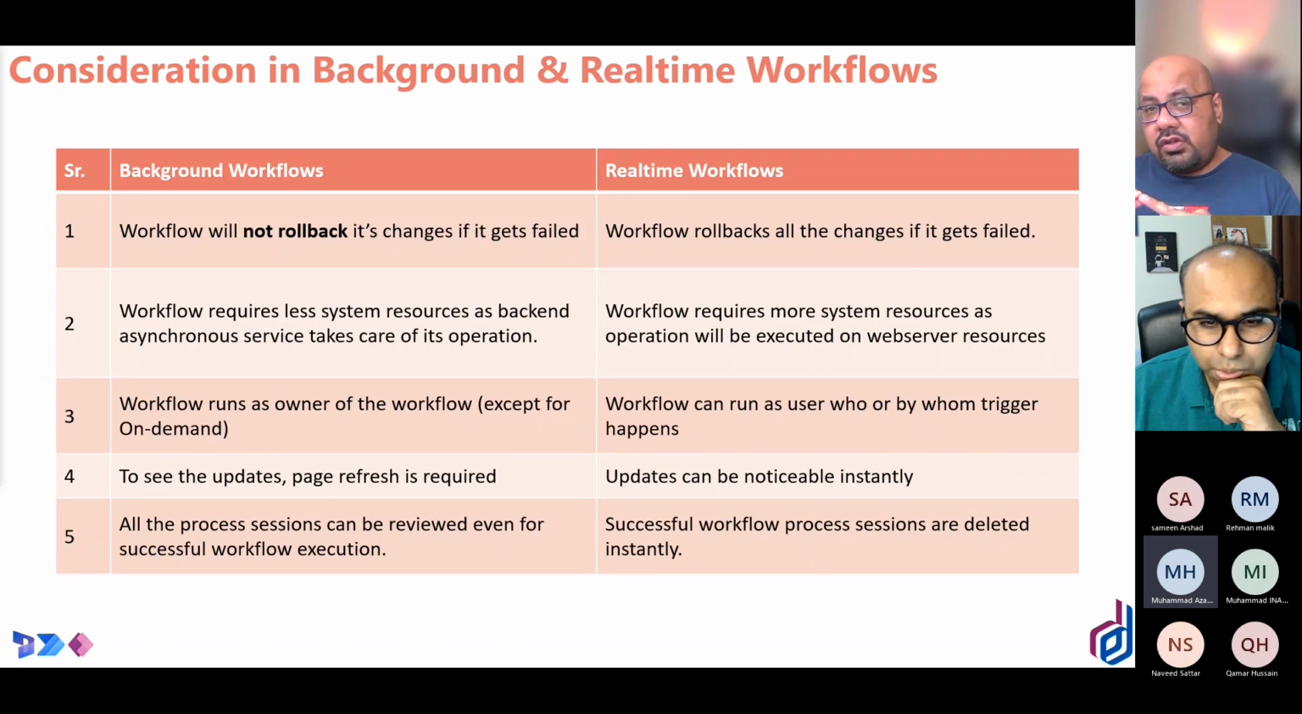Okay. Then you have the workflow context, under which context, meaning which user, the workflow should execute. In the normal background workflow, it normally runs under the owner who owns that particular workflow, except it is not applicable for on demand. On demand means where you are going to execute the workflow explicitly. And in real time, you can also define under which context that particular workflow should execute, either with the admin, who is the owner of that particular workflow, or the user who is updating the record, under his particular context, the workflow should run.